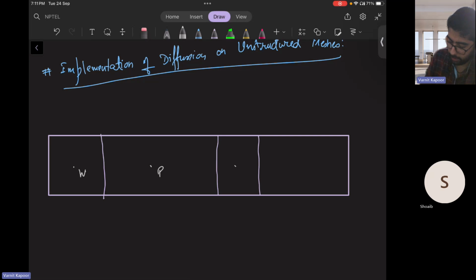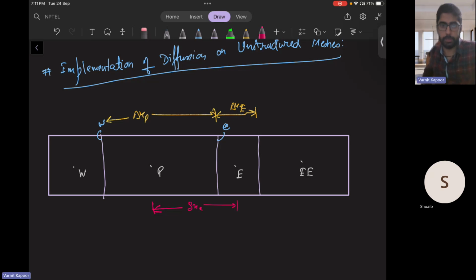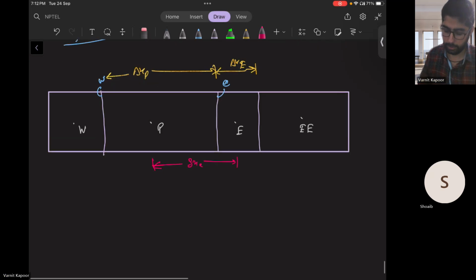This is the west node for it. This is the east node for it. This is the east face, and this is the west face. And this spacing is how much? delta x between the two cells. So we have cell 1. This is our cell 1.